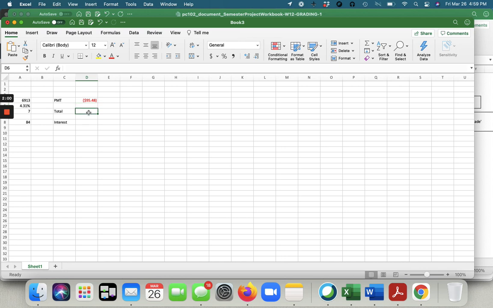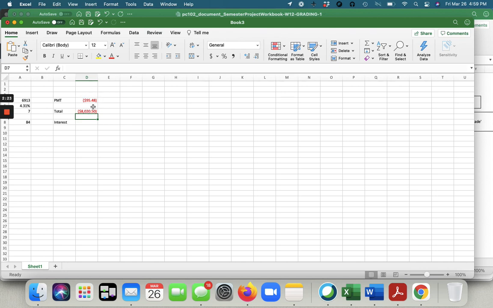So we're going to total those payments. So we're going to do equals, and then we're going to click on that, and we're going to multiply that by how many payments we make, which remember is 84 payments, and then we're going to hit enter. And this is where I'm going to pause. If you did just 95.48 and multiplied it on a calculator by 84, you're not going to see this amount, and that's because of that double rounding thing.